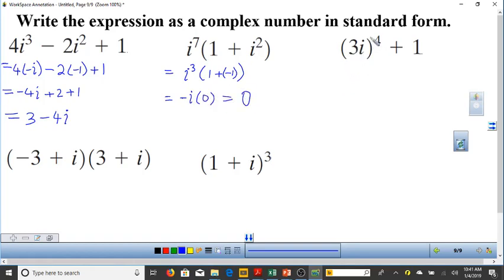For this one, we distribute the exponent because that's a product raised to a power. So we get 3 to the 4 times i to the 4. And i to the 4 is i to the 0, because when you divide 4 by 4, you get a remainder of 0. And 3 to the 4 is 81. So basically, it's 81 times i to the 0. i to the 0 is 1, so it's 81 times 1 plus 1, which is 82.